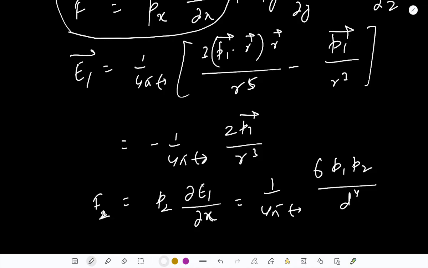I would like to say that for the dipole orientation specified in the problem, the force acting on dipole P2 will be directed away from dipole P1. So the force acting on dipole P1 in the field of P2 will be the same in magnitude and directed away from dipole P2. Dipoles are going to repel each other, and this is the problem. Thank you very much for watching.